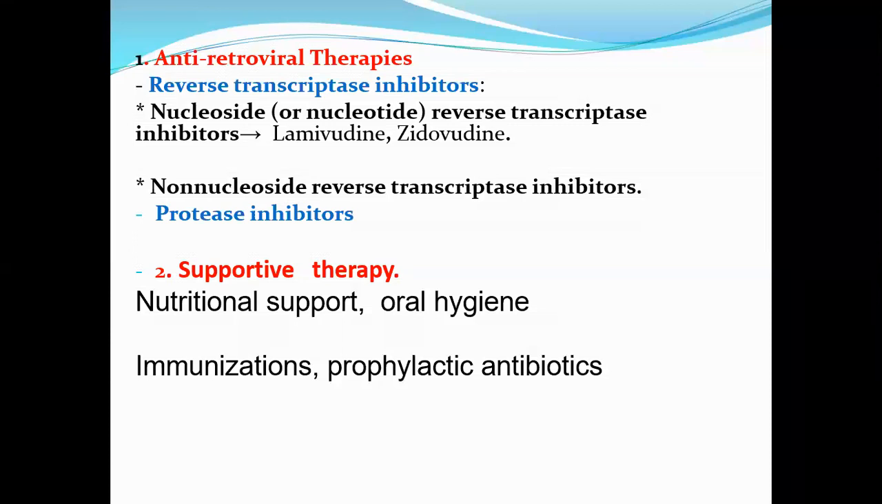The other line of treatment, which is important, is supportive therapy. The first is nutritional support. As we said, the child will have failure to thrive, chronic or recurrent diarrhea, and also recurrent bacterial infection. All these lead to malnutrition. So we need to do nutritional support with vitamin supplements.